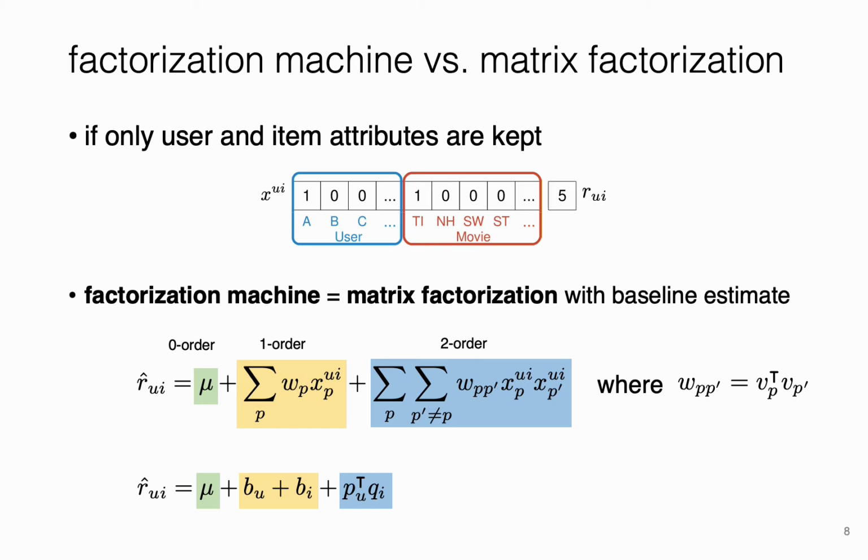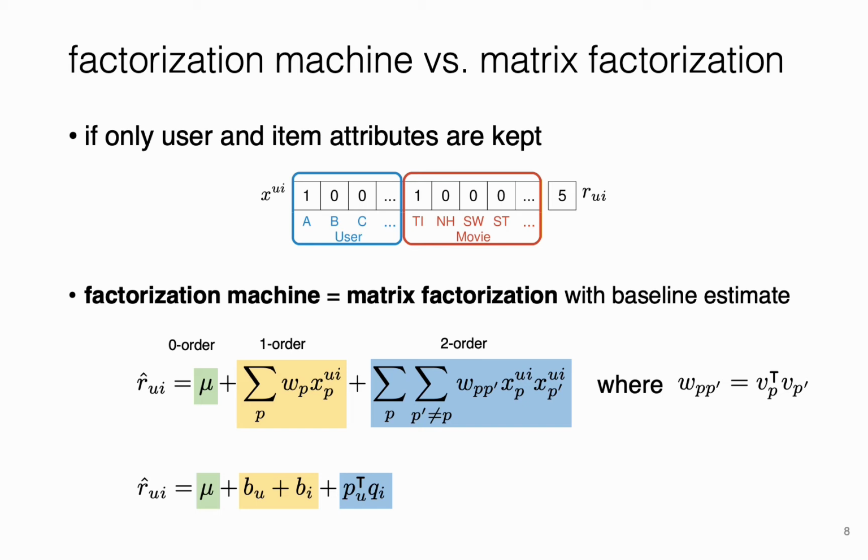On the bottom is the prediction formula for matrix factorization with baselines. There are again three components: green, yellow, blue. The two green components are clearly equivalent. To see the equivalence in the yellow components, observe that at the top formula, only one user and one item are active. So the sum is actually two terms, the weight of the user and the weight of the item. These two terms correspond to the user and item bias terms in matrix factorization.